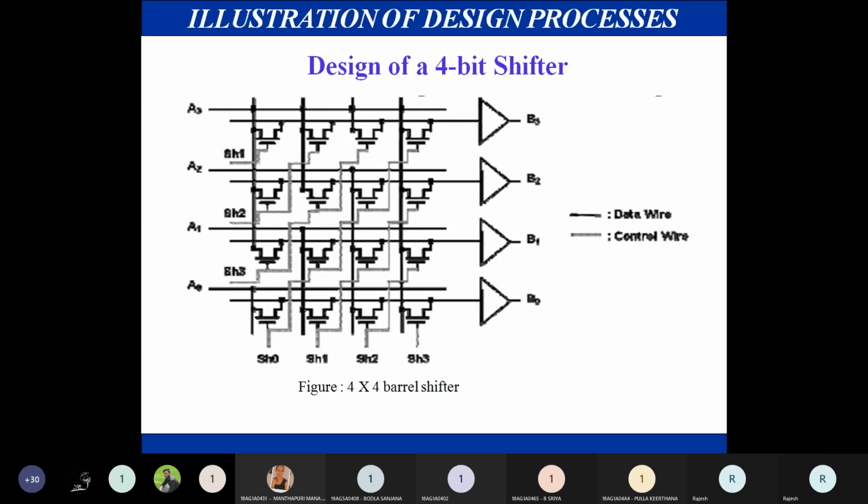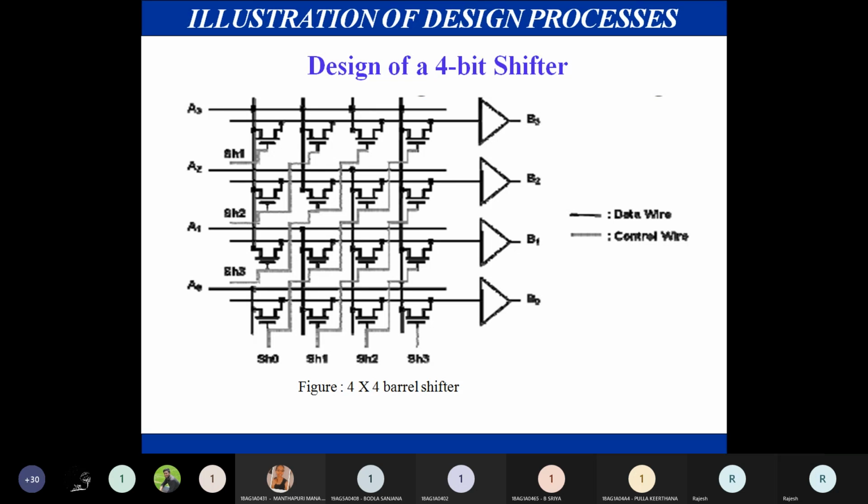Data path consists of all the subsystems, such as the ALU and registers and other subsystems, placed in a horizontal fashion, and your data lines run horizontally and control signals run vertically. So that is data path architecture. Here, if you see, for each MOSFET there is a control signal called SH1, SH2, SH3. So a specific path is followed.